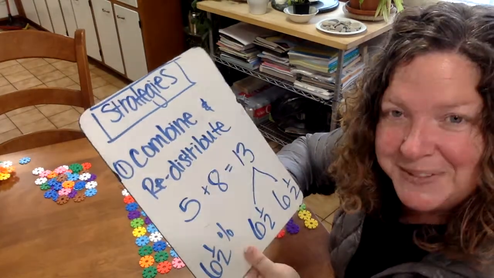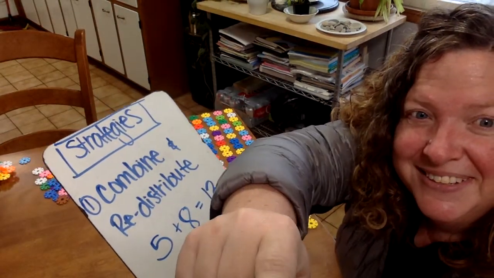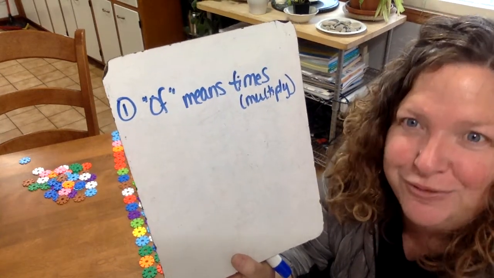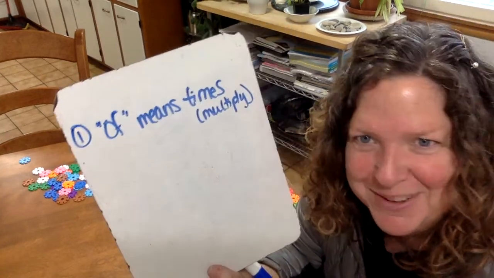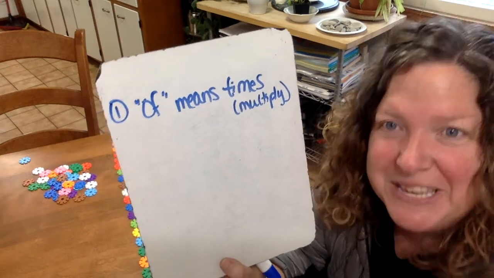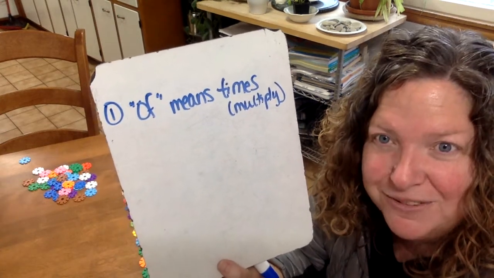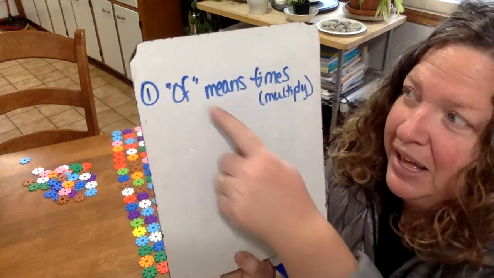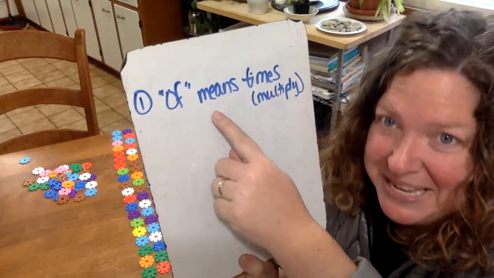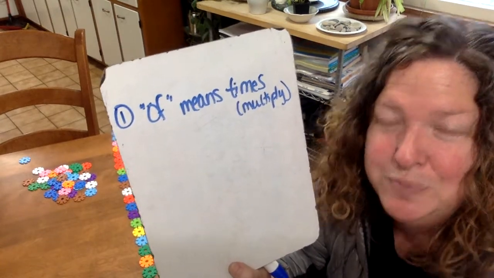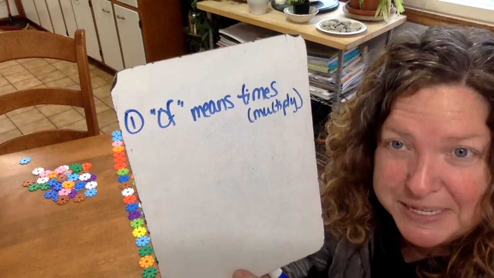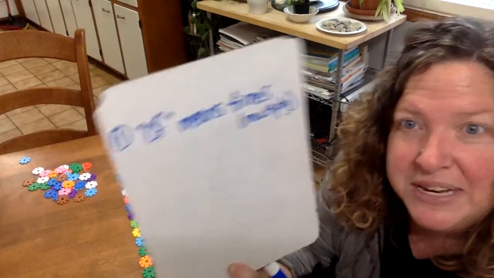But let's think of other strategies too. Okay, the next strategy I'm just going to call the "of means times" strategy. Now, that might be a weird thing to call it, but in math, when you hear "of," it's kind of the short form of "groups of." So the word "of" means times. Times means groups of. So when you hear "of," it means times, it means multiply. So this is a great strategy.